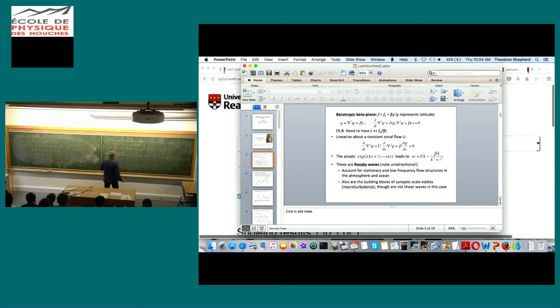You have the sort of background beta effect, and then you just move a PV gradient. So this is a line of constant q, which is del squared psi plus beta y, and so if we call this zeta, the relative vorticity, and we know that beta means that we have a positive gradient of the planetary vorticity here. So if you move contours up here, you know that the relative vorticity must be positive. Sorry, I almost get this wrong. Negative, because you've got more planetary, so therefore less relative, and this is positive down here.